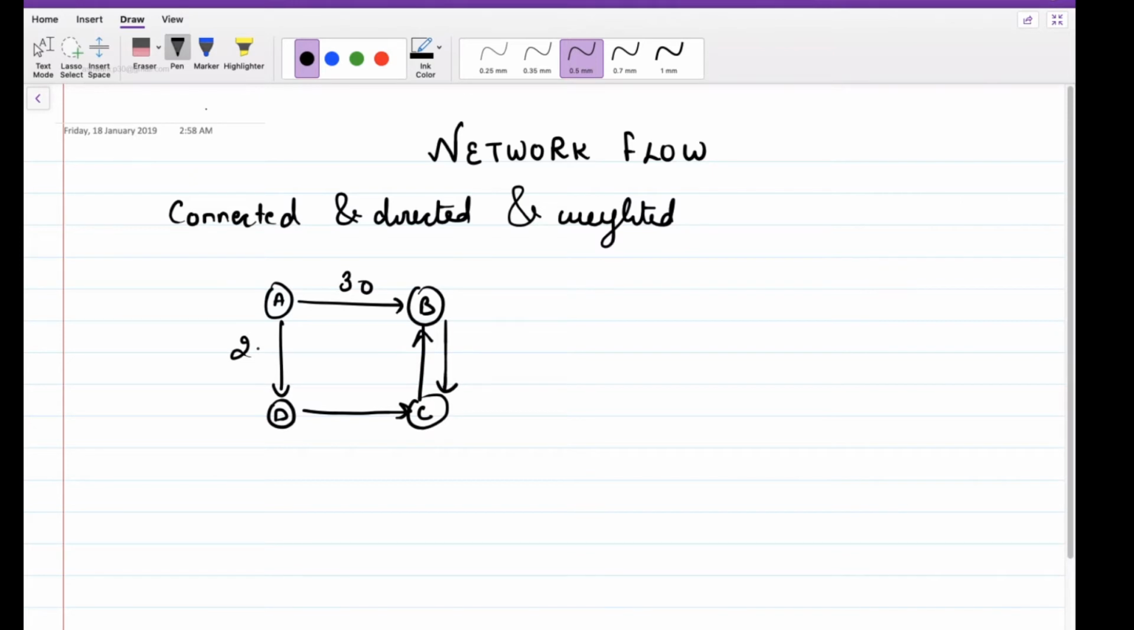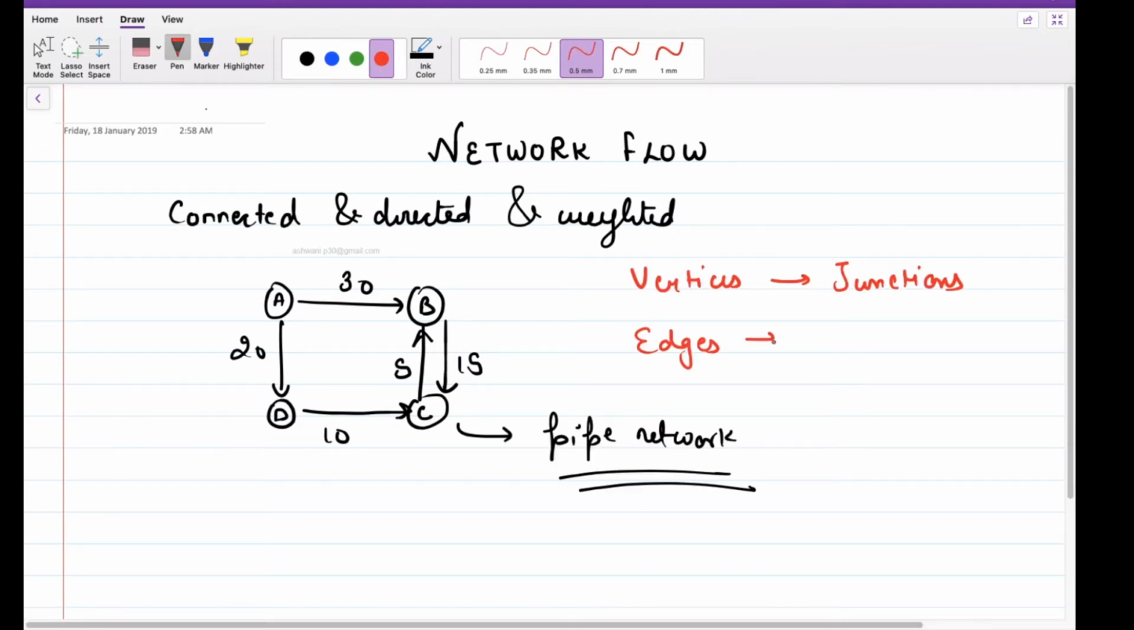So given a connected, directed, and weighted graph, we can represent or imagine this graph as a pipe network. You can imagine these vertices as junctions, and the edges as pipes through which anything or any material can flow. And these vertices act as the splitting point of the flow. We will describe what a flow is, but let us initially see some basic terminologies here.